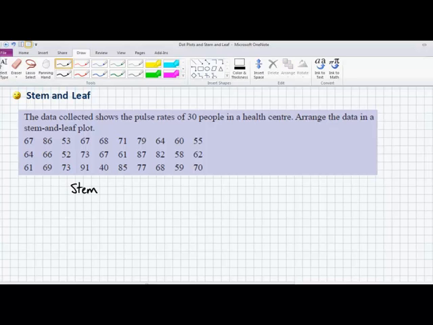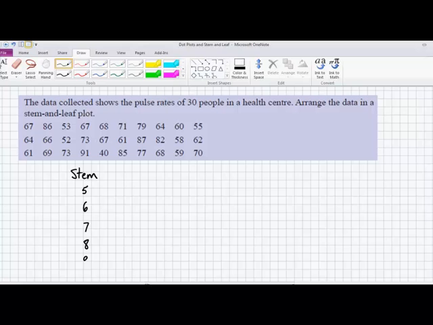Now if you look at the data above here, all our data is ranging from a few numbers in the 50s, 60s, the 70s, and the 80s up to the 90s. So our stem is going to represent those. So starting with the 50s, I'm just going to have a 5, not 50, just the 5. 60s, 70s, 80s, and 90s. Alright, then I need to draw a straight line coming down next to my stem, and to the right of that I'm going to have what we call the leaf.